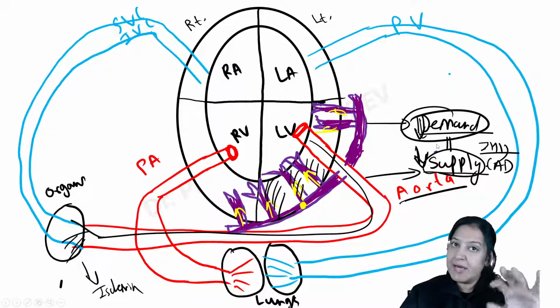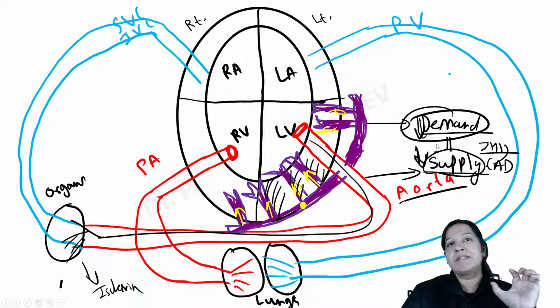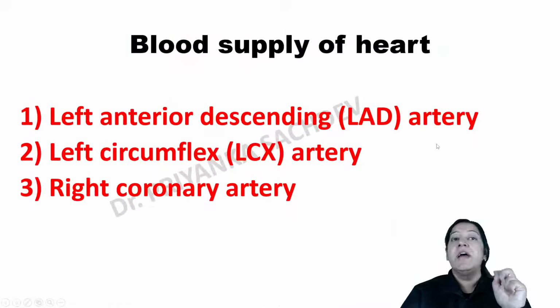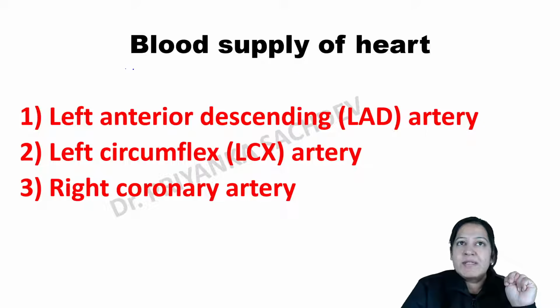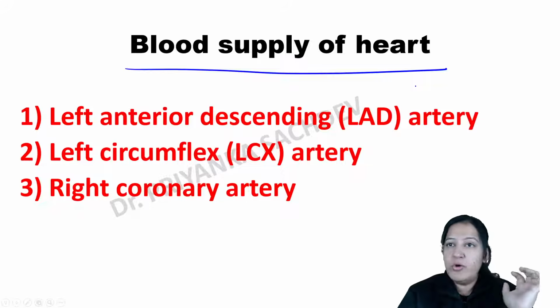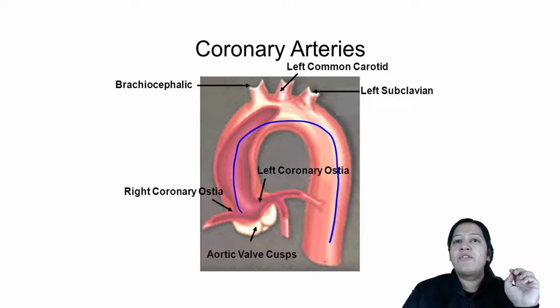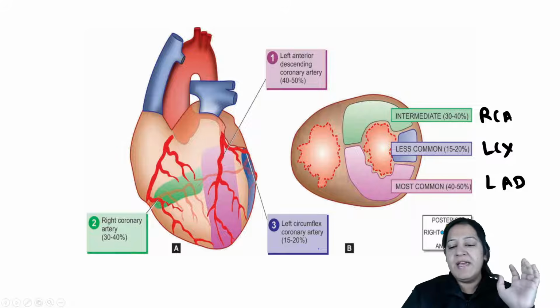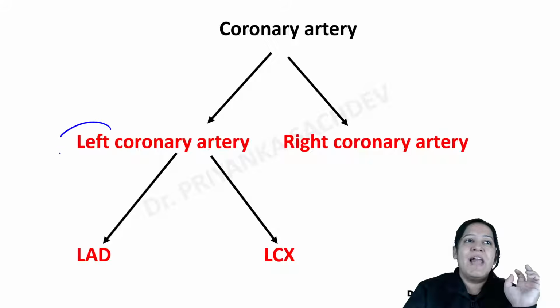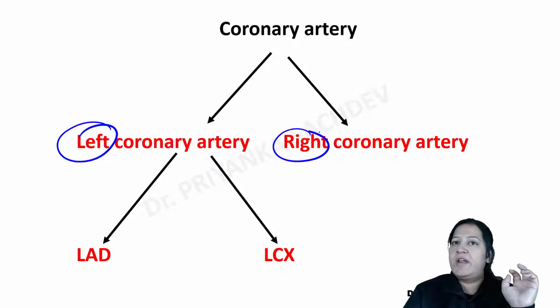So before starting the topic, I should tell you the blood supply of the heart in the form of the coronary. There are two coronaries. So to understand the blood supply of the heart, you should understand coronaries. Coronaries are the branch of aorta. Can you see? This is aorta. From the aorta only coronaries are arising. Actually, there are two coronaries, left coronary artery and right coronary artery.